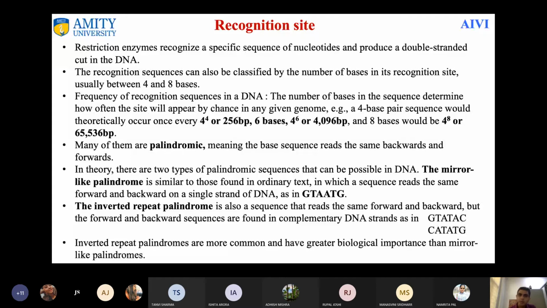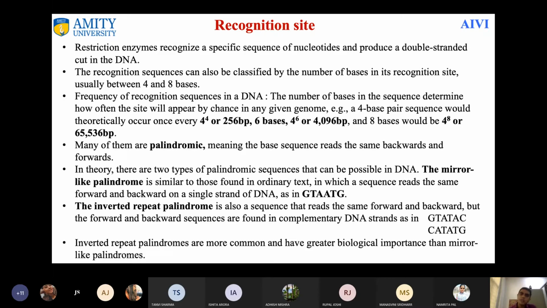Here we are talking about the term probability. Maybe 2 may be there, but the probability is 1, or maybe 0. But in a 256 base pair long DNA sequence, there will be one sequence which matches your sequence of interest.